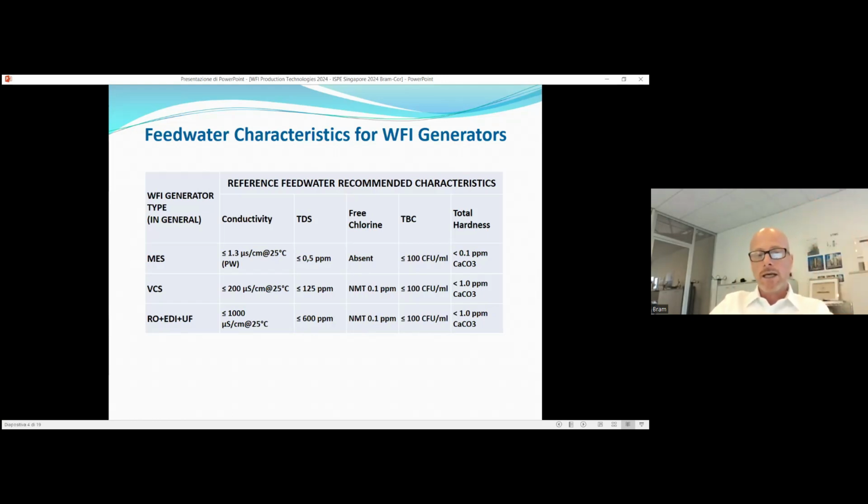As you see, the multiple effect distiller is the one that is more, let's say, tight in accepting variation in quality of the feed water. Averagely, the vapor compression distiller is quite wide, and the reverse osmosis, the membrane WFI.